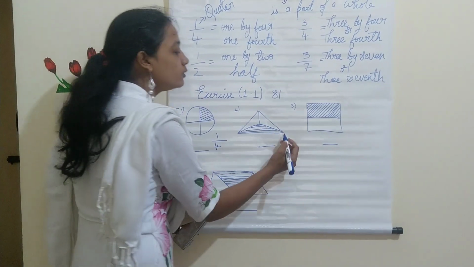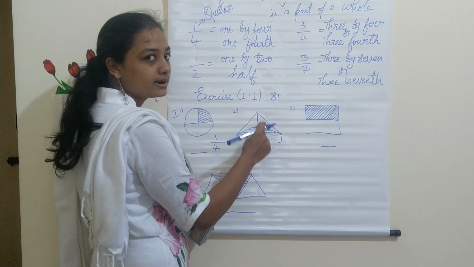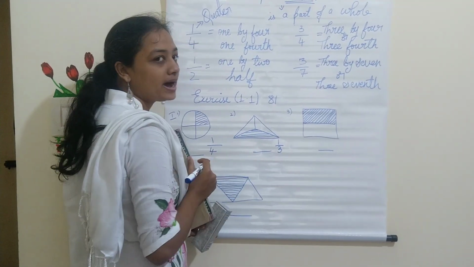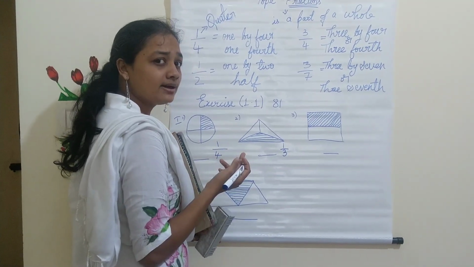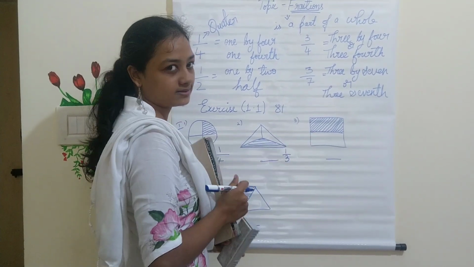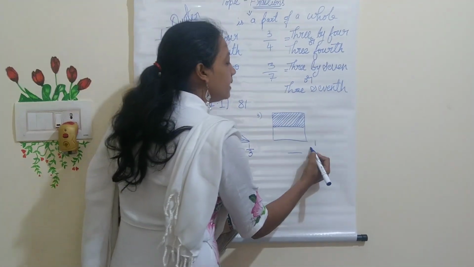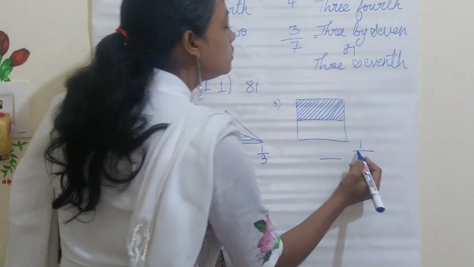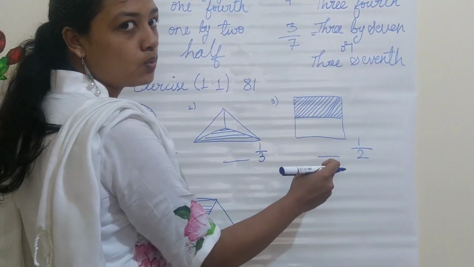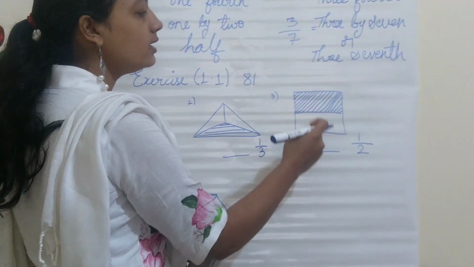Now we'll go for the second one. Here also only one part is shaded, but it is divided into how many parts totally? 3 parts. So this is 1/3, or in another way, 1/3rd. Come for the next one. Here only one part is shaded and it is divided into how many parts? 2 parts. So this is 1/2. What is the special name for this? Half. So this is half.